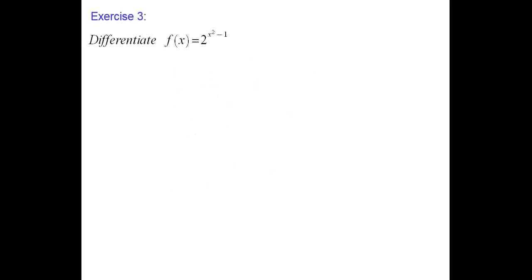Actually, we can do this one too because it's not e: 2 to the power of x squared minus 1. This is an exponential function. The derivative of this function is just the same function times ln 2, because it's not e, and times 2x, which is the derivative of the exponent, by the chain rule.